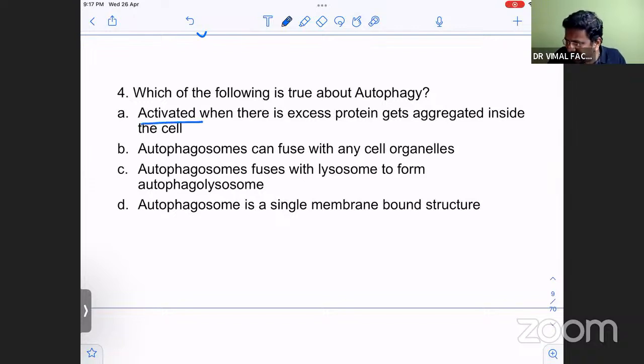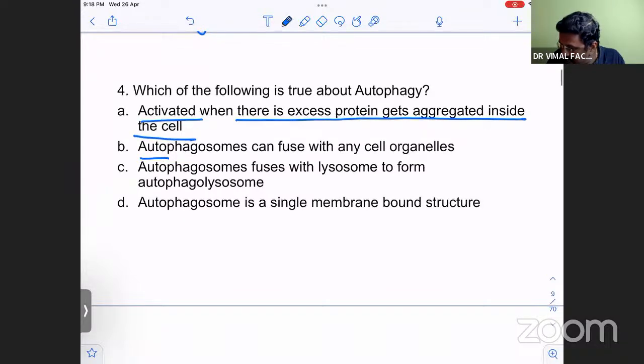Autophagy is activated when there is excess protein that gets aggregated inside the cell. Do you think it is right? No. When the cell is in protein deprivation, when the nutrition is not enough, then the cell eats its own content so as to survive. So autophagy is activated when there is low protein inside the cell. So this option is a wrong one.